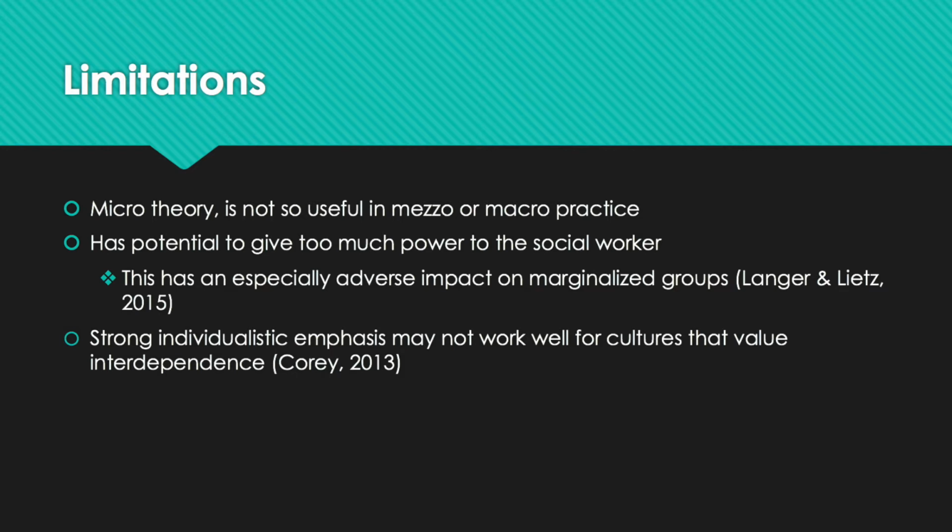Limitations. As a microtheory that pays specific attention to the individual and the most direct influences in the individual's life, cognitive theory does not necessarily consider the person and environment perspective, which promotes the understanding of how the environment affects the individual and how the individual impacts the environment. Therefore, this theory is not as helpful for meso or macro social workers.